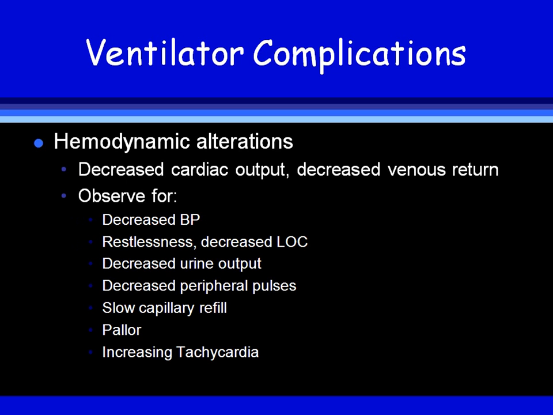So again, same thing with hemodynamic alterations: decreased cardiac output, decreased venous return. Obviously, we're going to see decreased blood pressure, decreased level of consciousness, decreased urinary output. Decreased urinary output is a very long-term transport kind of thing. If you're monitoring urine, you go with 0.5 cc's per kilogram per hour. If you're reassessing every 5 minutes, you're going to catch all this stuff really quick.